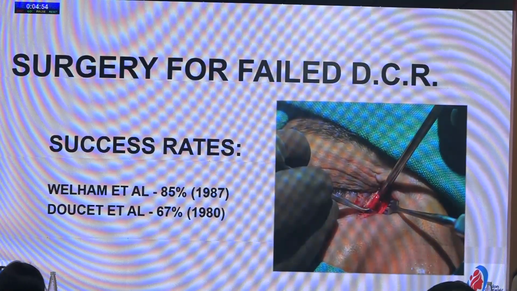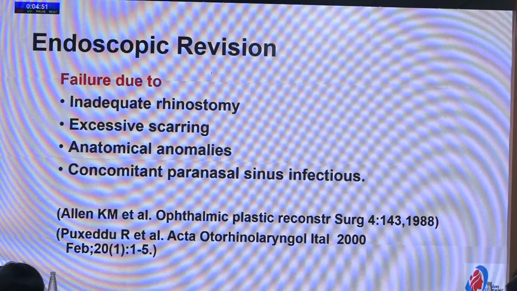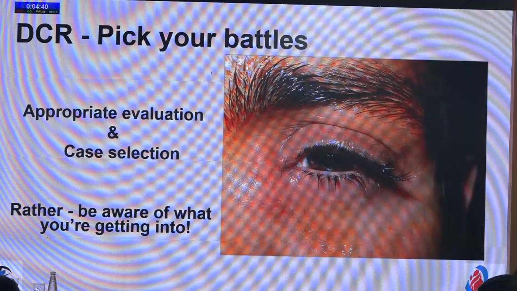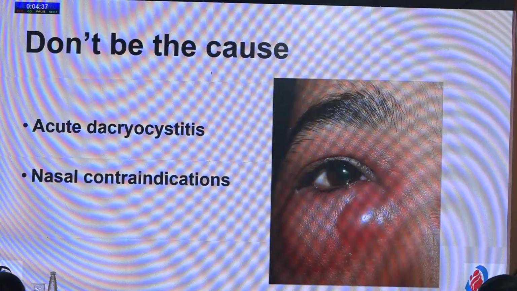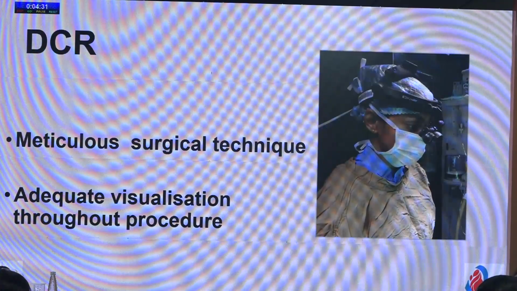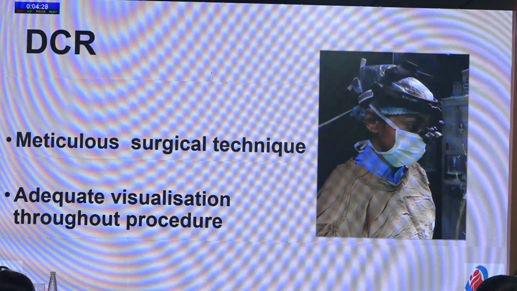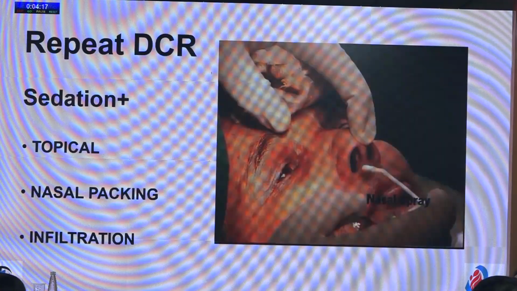Now, success rates are of course less for a failed DCR. In an endoscopic procedure, you may have a failure because of an inadequate rhinostomy, excessive scarring, or a previously abandoned procedure because of bleeding. So make sure you pick your battles and don't be the cause of any of these problems, especially the nasal contraindications. Like Dr. Grover mentioned, adequate visualization. I just cannot use a microscope for a DCR or any procedure for that matter. A loupe and headlight is good enough. And whenever you do a repeat DCR, it's not just for the primary.